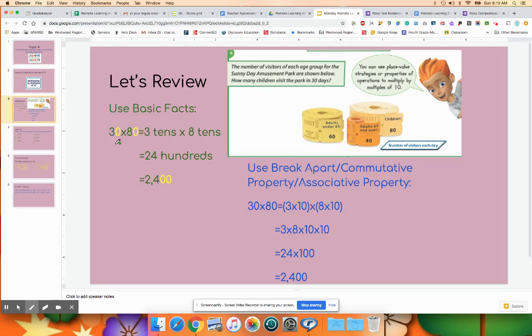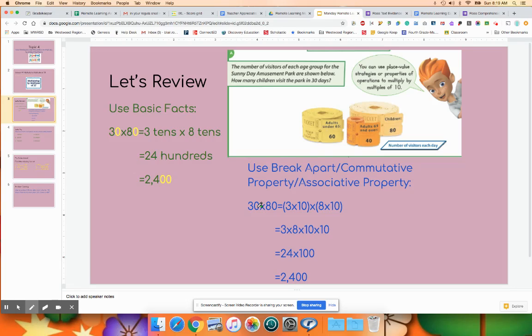And the first strategy we'll look at is using our basic facts. So it would be 30 times 80, right? And I highlighted the zeros in a different color just to remind us of our little trick, right? So 3 times 8 would be 24. So I have my 24, and then I take my 2 zeros from the question and add them to my product. So 2,400.